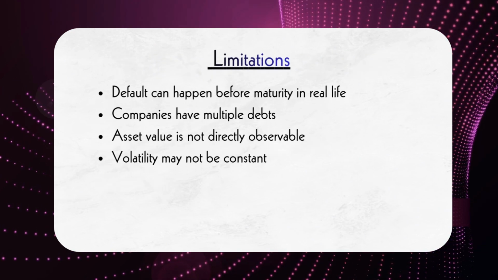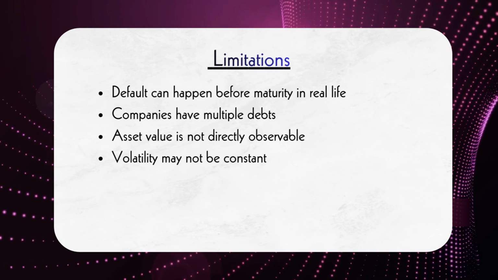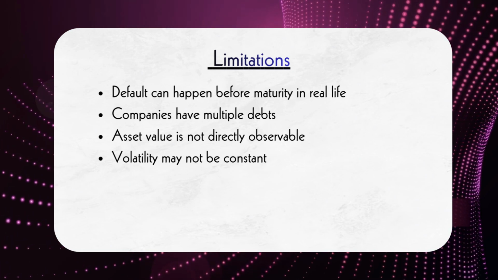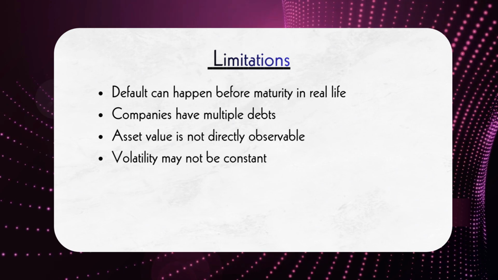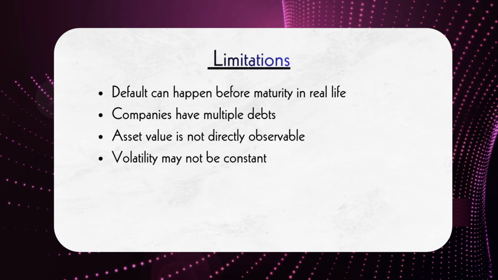However, the model has limitations because firms usually have multiple debt issues. Default can occur before maturity, asset value is not directly observable, and volatility may change over time.